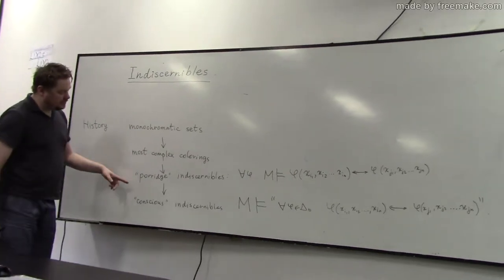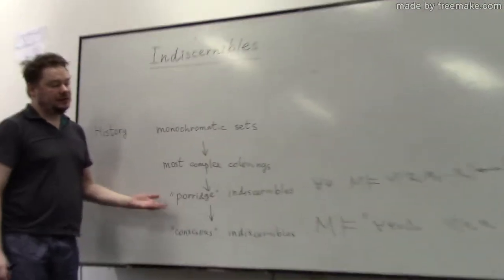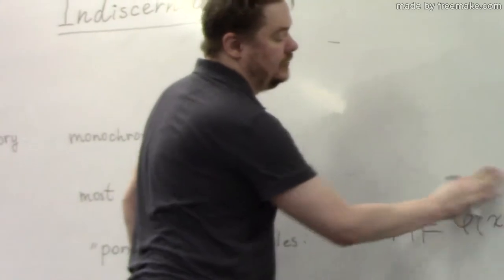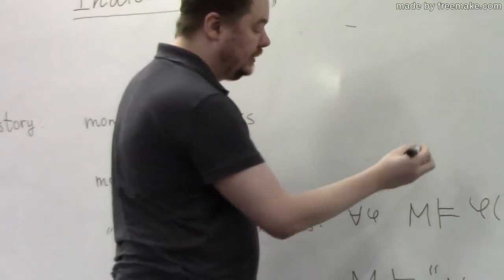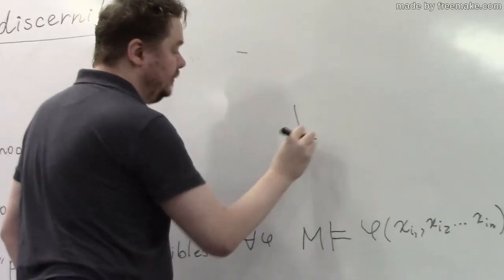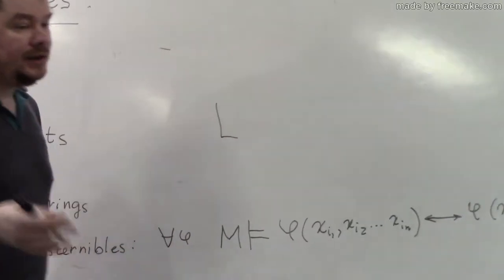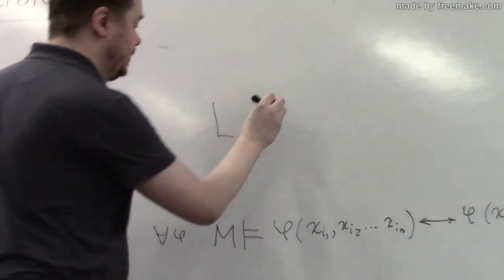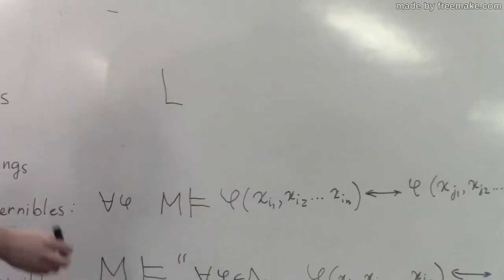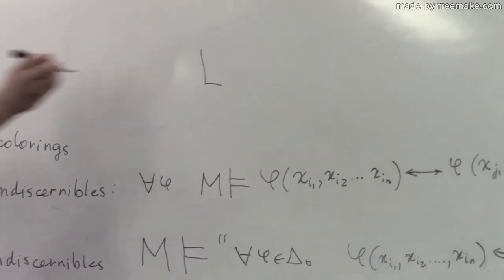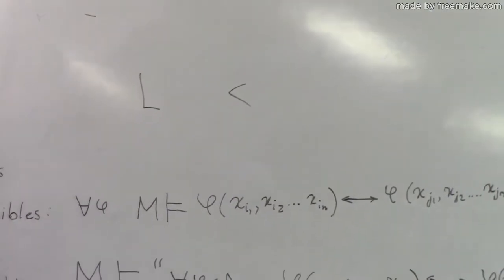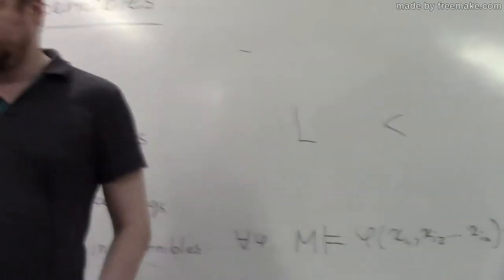I'll give the definition of the indiscernibles beforehand, but that is not what matters. What matters is the explanation of what they do. So let's have a language L. It can have relations, functions, constants, whatever. And just for convenience, let's have a linear order among that.